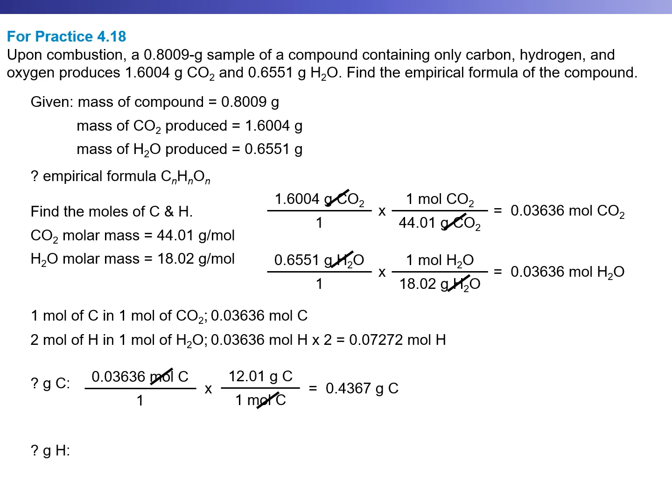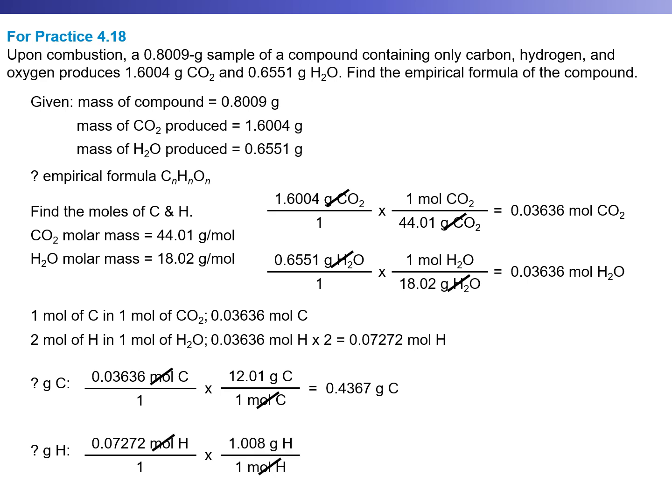We're going to do the same thing for hydrogen. So we're going to take the amount of moles of hydrogen that we just calculated, 0.07272 moles of hydrogen, and we're going to multiply it by the molar mass of hydrogen, making sure to put the grams of hydrogen on the top in our conversion factor and the moles on the bottom.